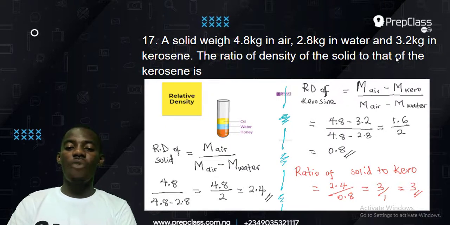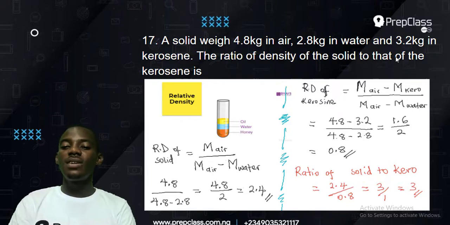Now let's see the mass in air. The mass in air is 4.8 over the mass in air 4.8 minus the mass in water, which is 2.8. So 4.8 minus 2.8 below gives me 2. 4.8 over 2 equals 2.4. That is the density of the solid.